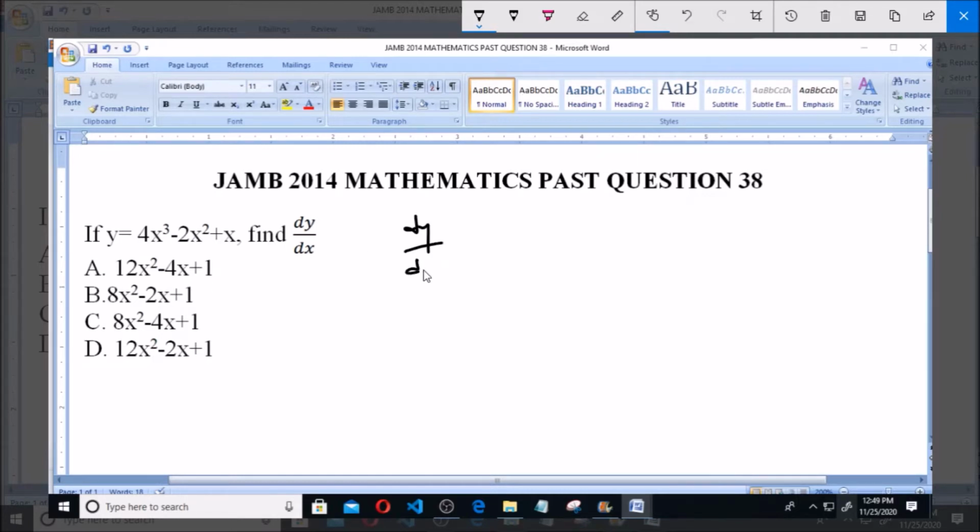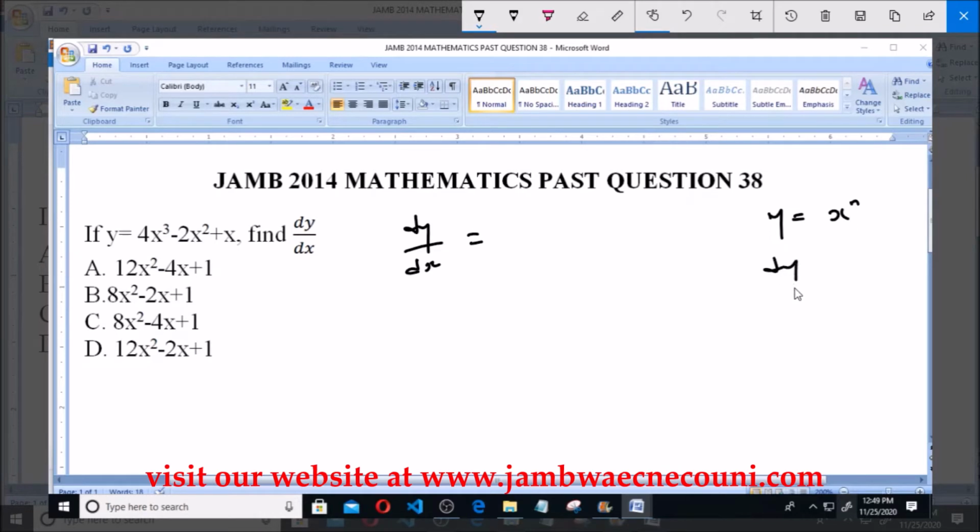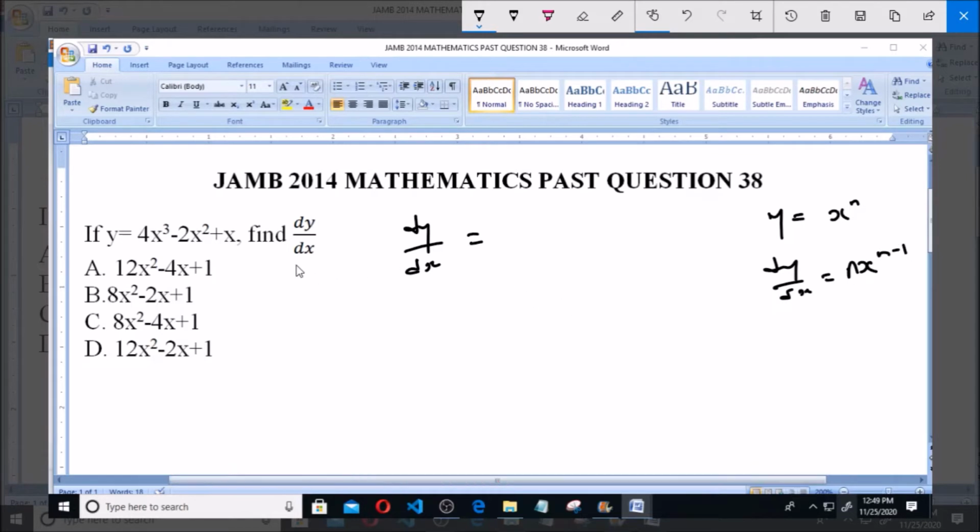So dy/dx will be equal to, now like we know, when y is equal to x raised to the power of n, dy/dx is equal to n x raised to the power of n minus 1. So now for 4x cubed, we'll have 3 times 4 multiplied by x raised to the power of 3 minus 1, minus 2 times 2 multiplied by x raised to the power of 2 minus 1. Then this will be plus x raised to the power of 1 minus 1.